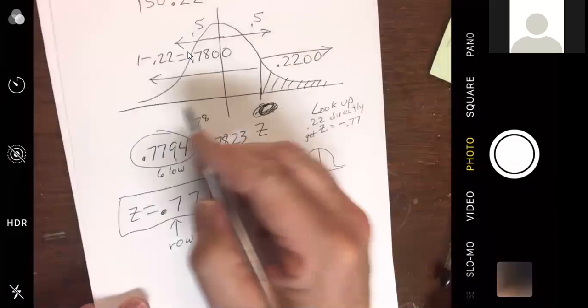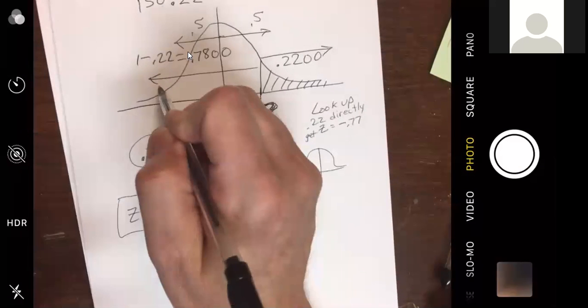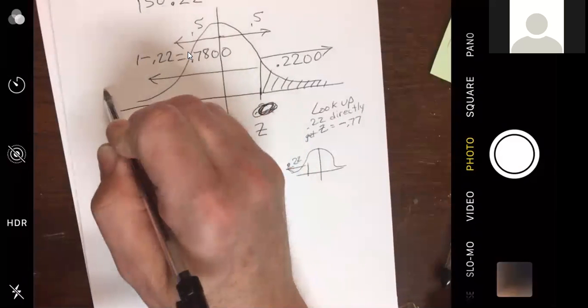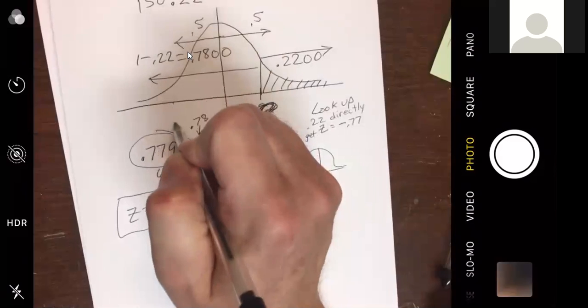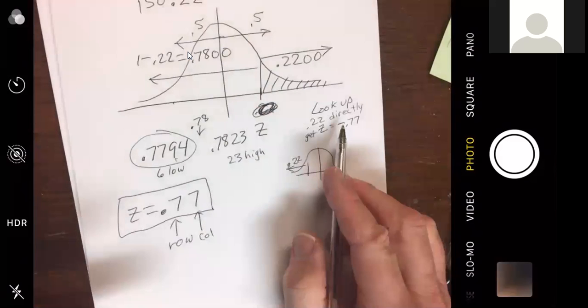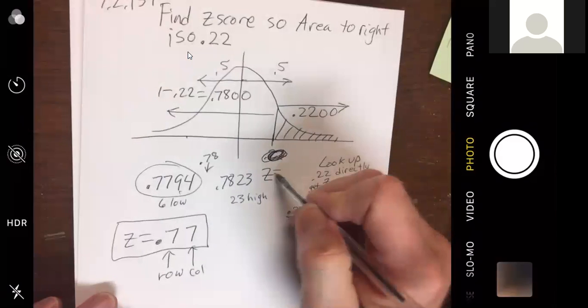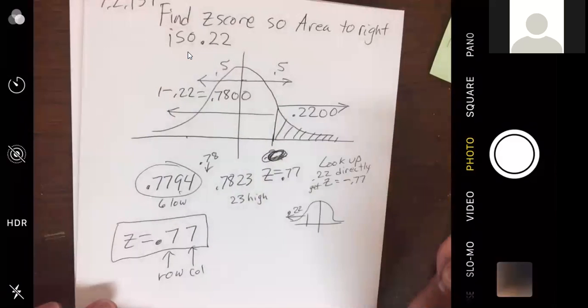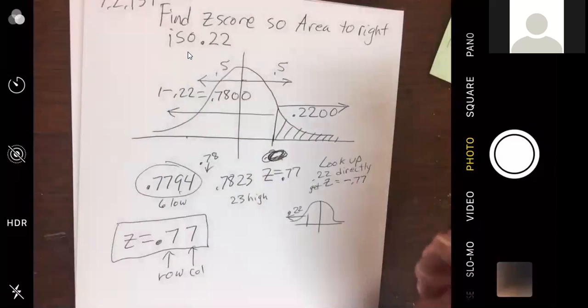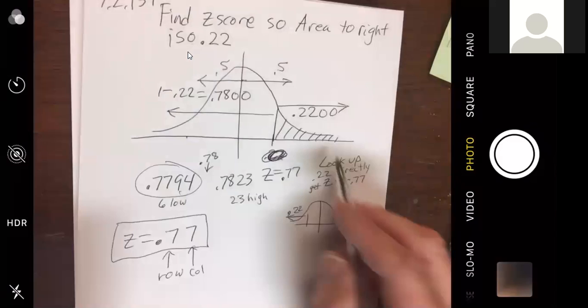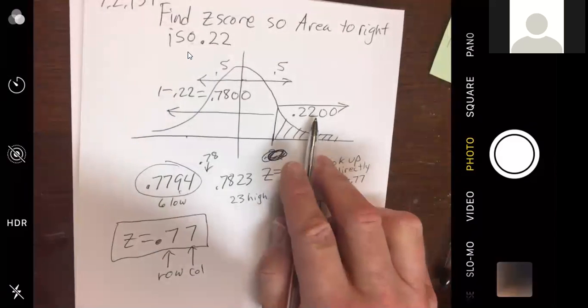You can see it from the symmetry. The table will assume it's 0.22 that way, and it'll give you the identical Z number. You want me to show it and prove it to you, or do you believe? Okay, look up 0.22 directly. That'll be on the first page.